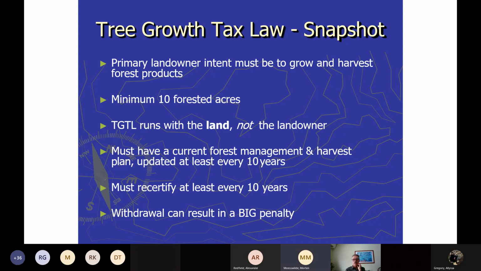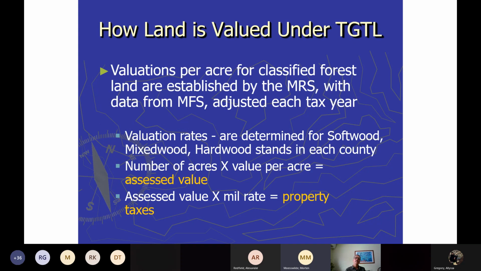Just a quick view of how land is valued under tree growth. As you know, the assessor determines valuations for ordinary property taxation, but under tree growth, the valuations per acre for classified forest land or enrolled forest land are established by Maine Revenue Services. Maine Forest Service supplies some of the data. Those values are adjusted each tax year, and 3 different values are provided for each county for softwood stands, mixed wood stands, and hardwood stands. So those are republished each year.